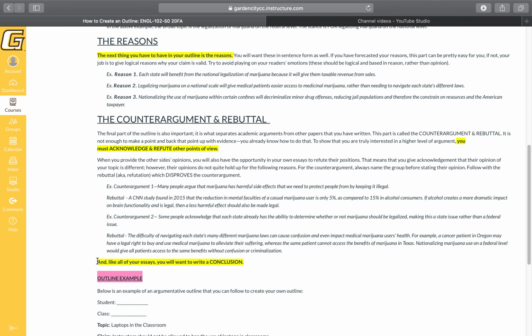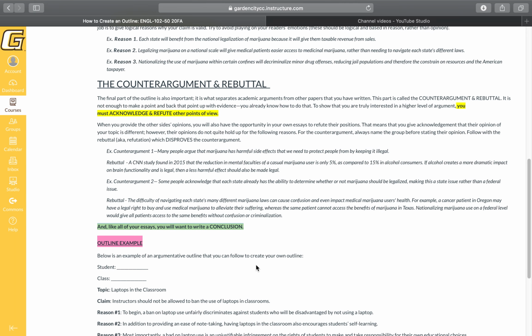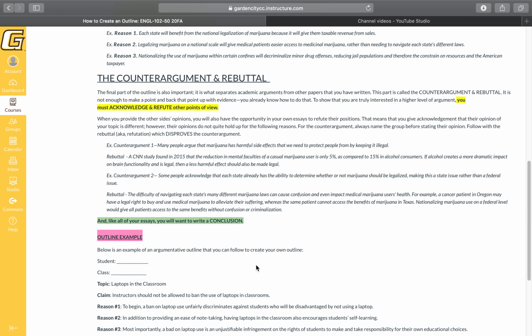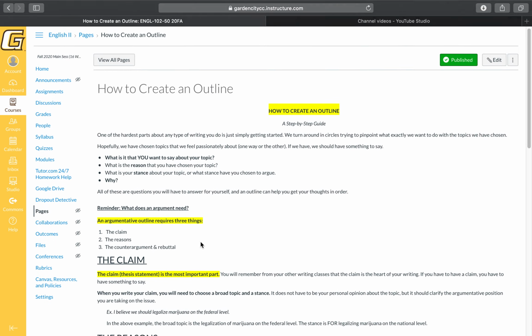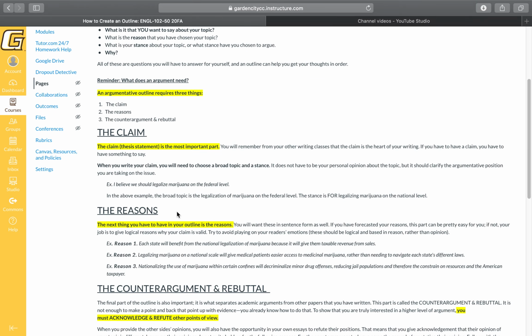And then, just like all of your essays, you'll want to write a conclusion. So the conclusion shouldn't be just a one-sentence blip. It should fully wrap up the argument, signal to your audience that you are wrapping things up. So, in conclusion, or ultimately this means blah, blah, blah. You'll want to restate your thesis claim and your reasons in new words. So you don't need to restate it exactly. You definitely don't want to copy it.